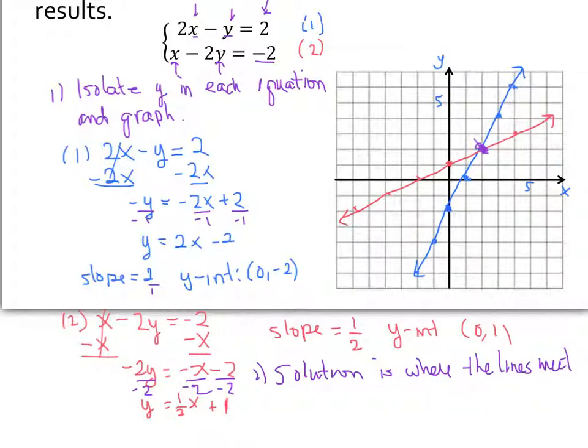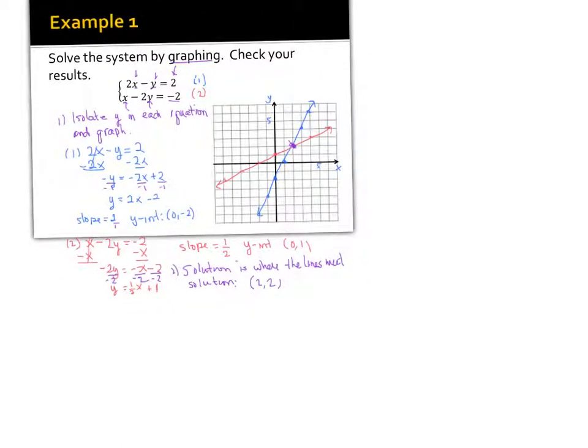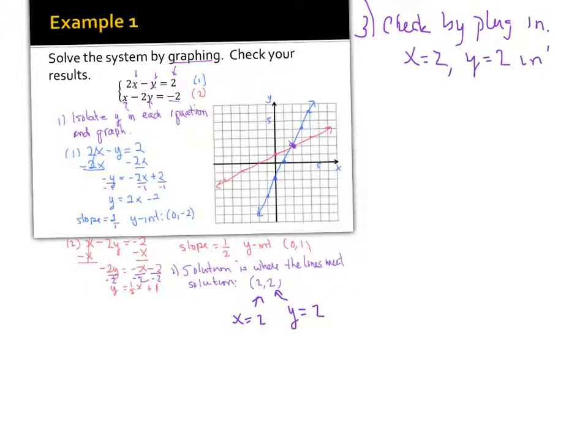And in this example, the solution is 2, 2. But if you recall, it says that we need to check our work, we need to check our results. So what you do is you check by plugging in. By the way, this here means x equals 2, and this one over here means y equals 2. So we plug in x equals 2 and y equals 2 into both equations.